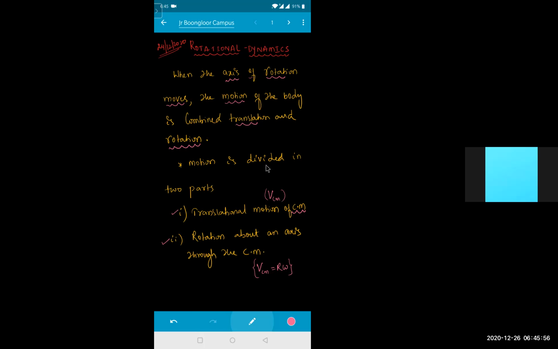So motion is divided into two parts. One is your translational motion, VCM, and another one is a rotational motion about an axis through the center of mass. This is because of the translation and this is because of your rotation. Okay?